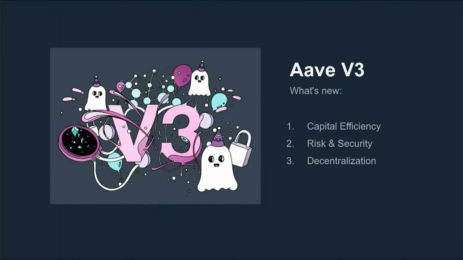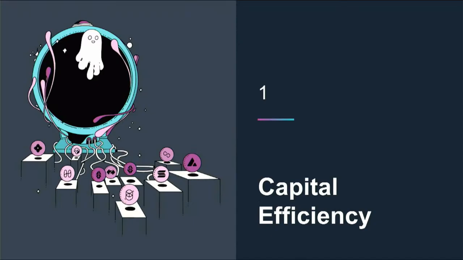So yeah, AAVE v3 brings groundbreaking new features on top of the foundational elements of the AAVE protocol, like for example aTokens, stable rate, instant liquidity, credit delegation, and so on and so forth. There are three main areas of innovation: capital efficiency, risk and security, and also decentralization. So let's dig into capital efficiency.